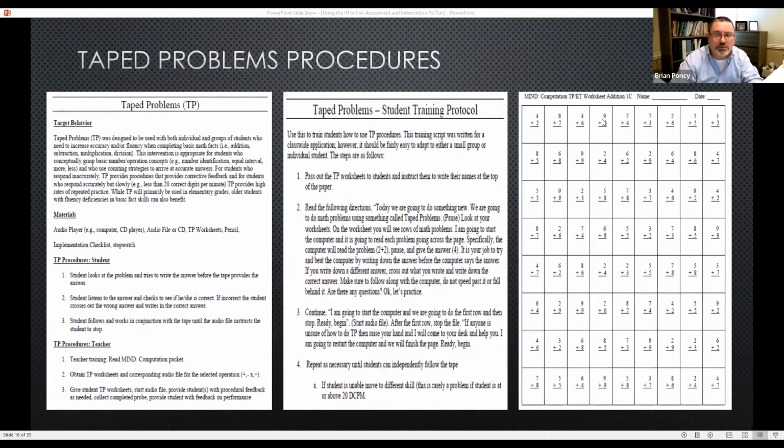Okay, so then this is just what a tape problems worksheet looks like. So again, it would be 4 + 2 is 6, 8 + 7 is 15. And so again, the kid just needs to try to beat the tape.